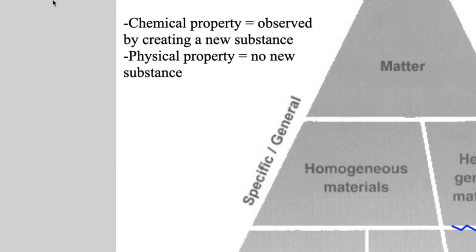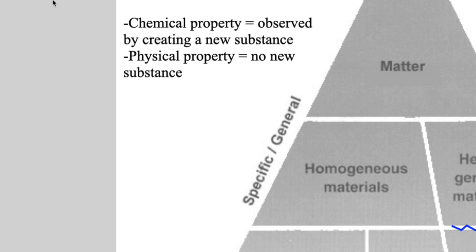Okay, fair enough. All right, so guys, let's talk about what this means. As we think about physical and chemical, as we think about elements, compounds, solutions, and heterogeneous mixtures, the way that we're going to understand them is by their physical and chemical properties. Physical properties, no new substance. Chemical properties, new substance.